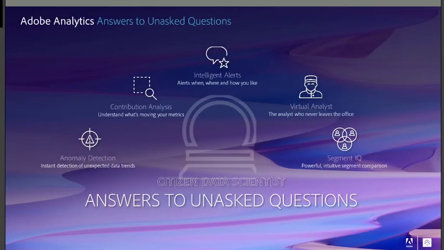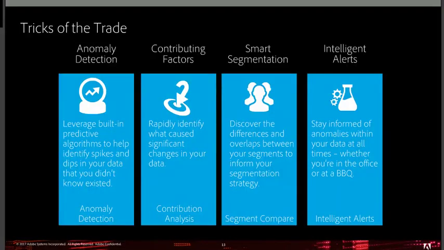So the different tools that you have at your fingertips when it comes to the Adobe Analytics Cloud are listed here. You've got anomaly detection, contribution analysis, intelligent alerts, and those three make up what we call the virtual analyst suite of tool sets. And then you also have Segment IQ, the segment comparison tool, that all four of those are leveraging machine learning and predictive algorithms in order to enable you to answer the unanswered questions. So those four items, anomaly detection, contribution analysis, intelligent alerts, and Segment IQ, are going to be the pieces that we'll be walking through today.